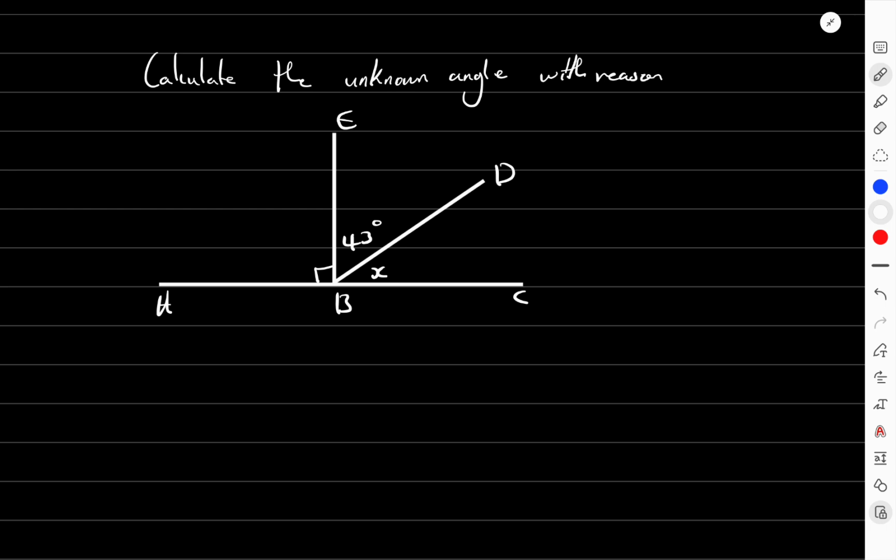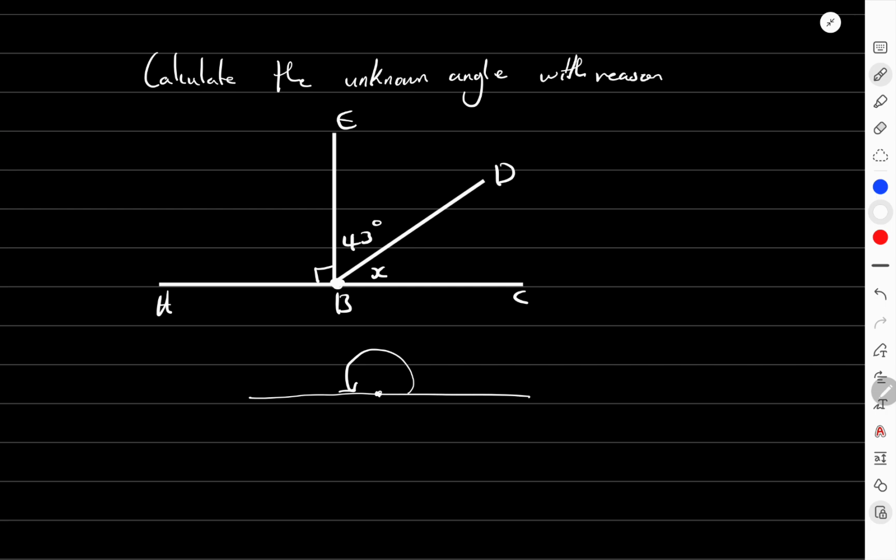Now, what is it that I'm supposed to do? I'm going to look at line ABC. Line ABC is a straight line, a line that does not curve. Therefore, the angles found within the vertex of ABC are going to be equal to 180 degrees.